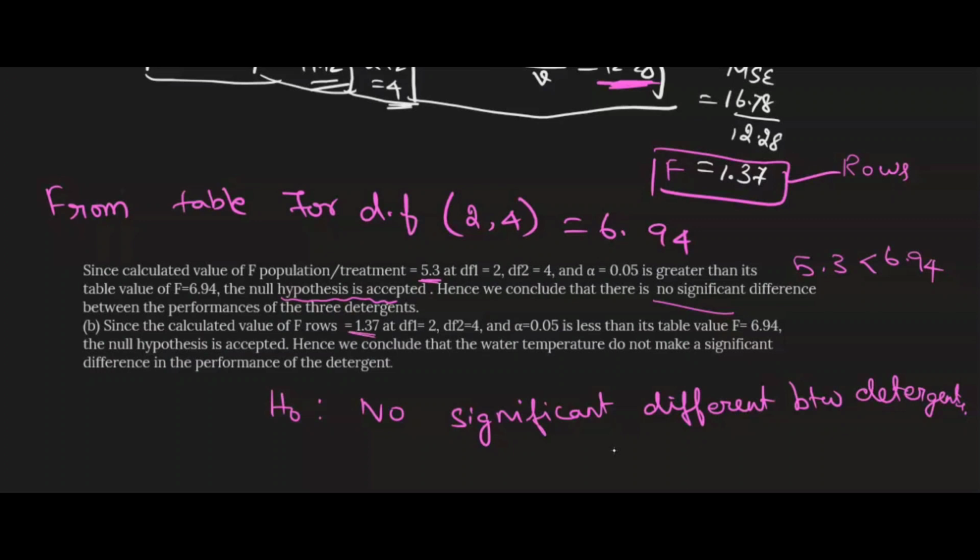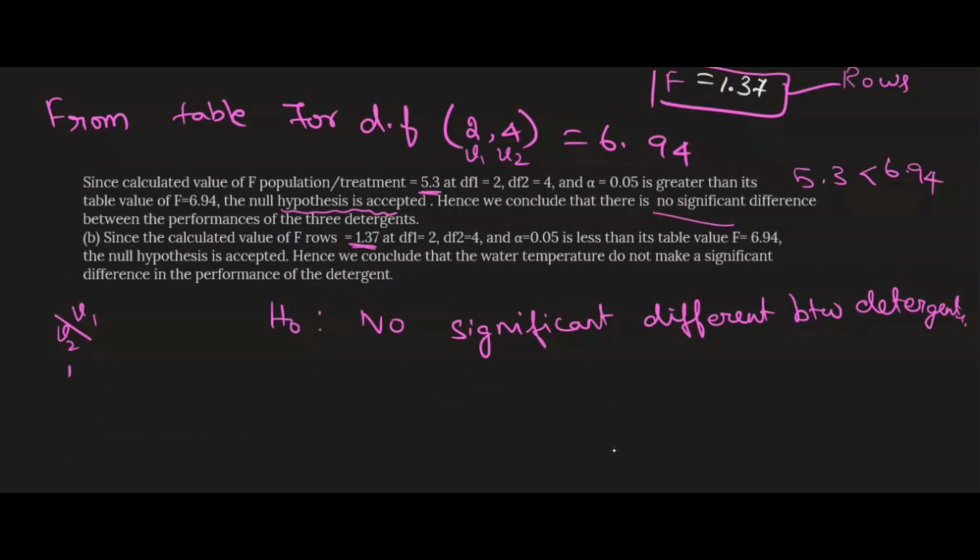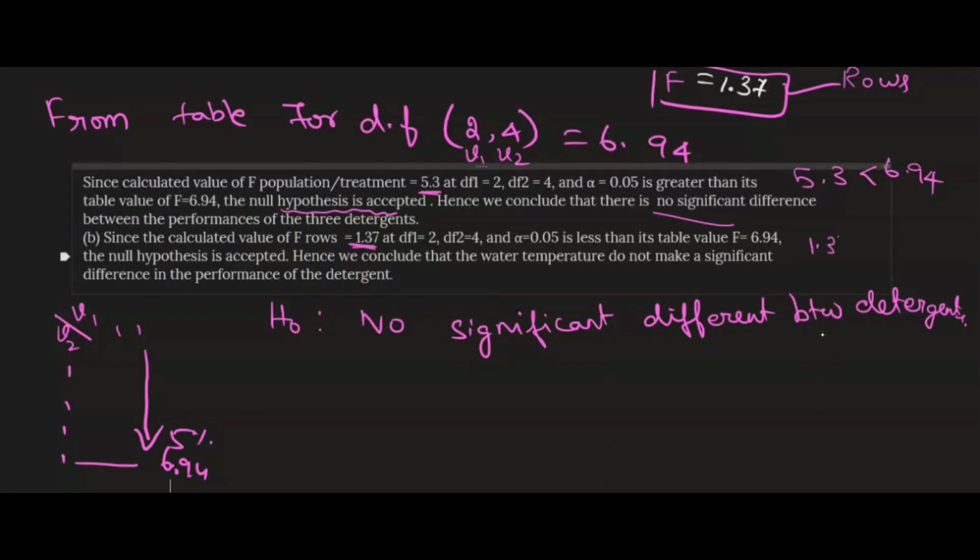And then row-wise we calculated 1.37. This is for different water temperatures. And remember degrees of freedom V1, V2. So how do you have to calculate? For the fourth row, always V2 will be here, V1 will be there. So 1, 2, 3, fourth row, second column 1, 2. This value for 5% will be 6.94 in your tabular column. So we are checking, and this 1.37 also is less than 6.94.